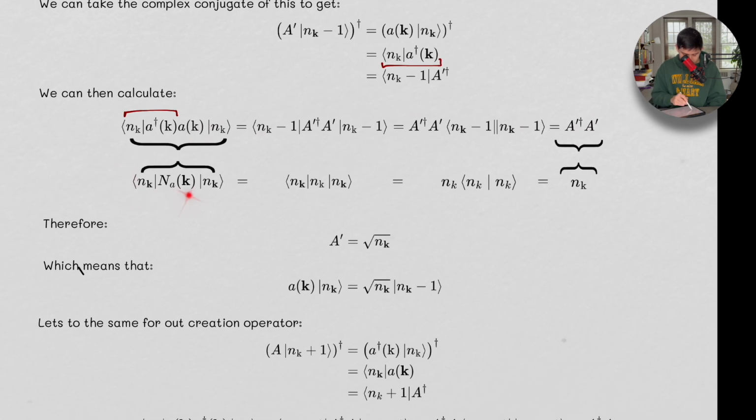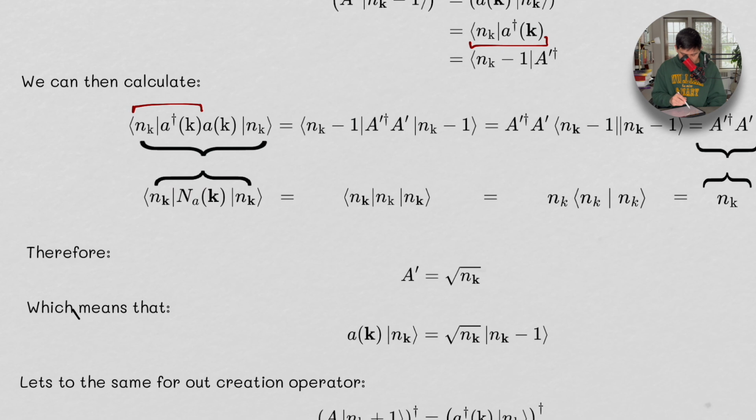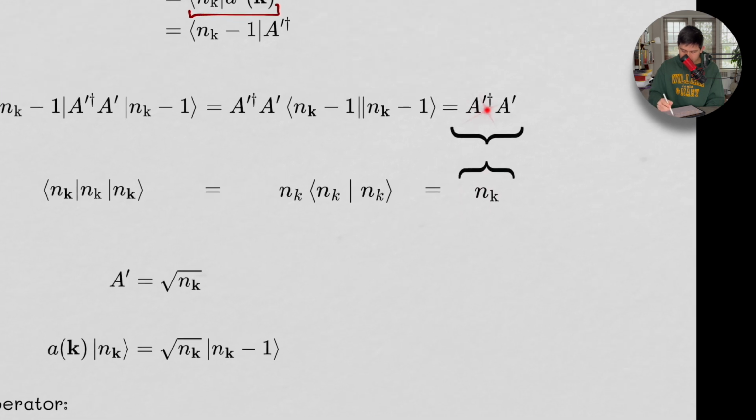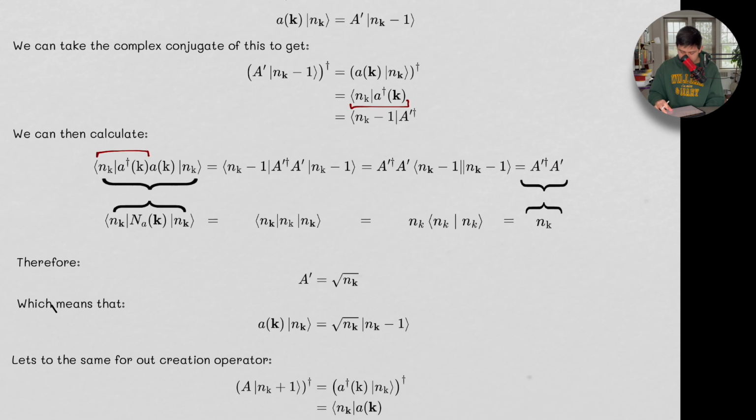We can do this also. This is the number operator, which is equal to this, as we've seen before. Its eigenvalue is n_k, so we can take that eigenvalue out. This is just one, again, an inner product between two similar states, and so we get n_k. And so what we get is that A prime dagger times A prime has to equal n_k.